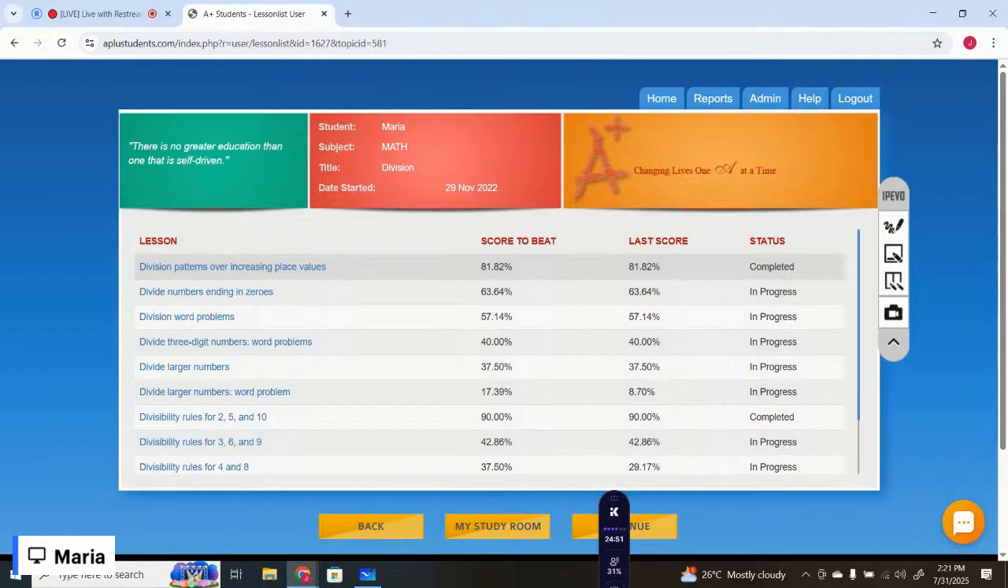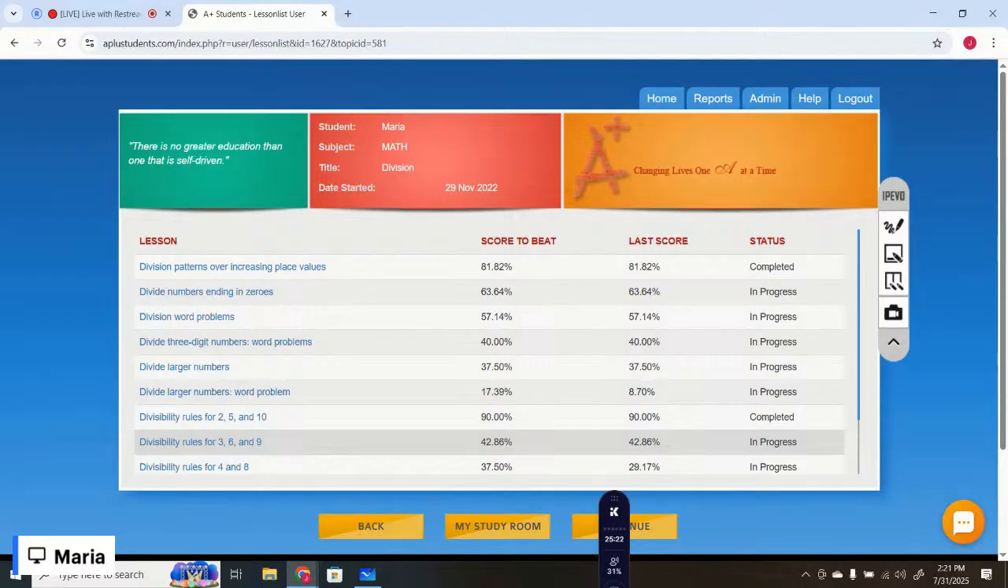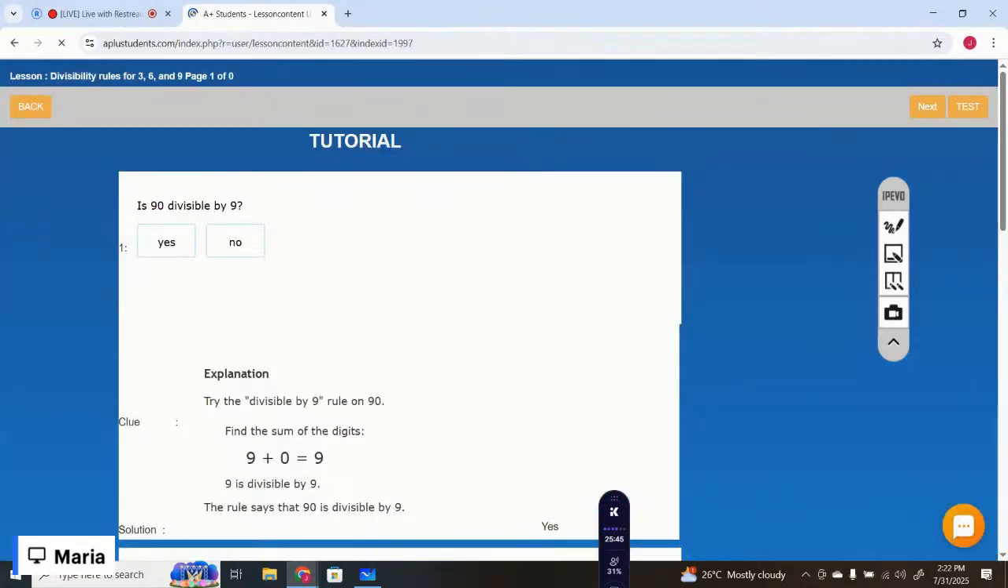The next lesson is divisibility rules for 3, 6, and 9. So let's just start with the lesson. Okay, so now we're going to learn the divisibility rules for 3, 6, and 9, right?